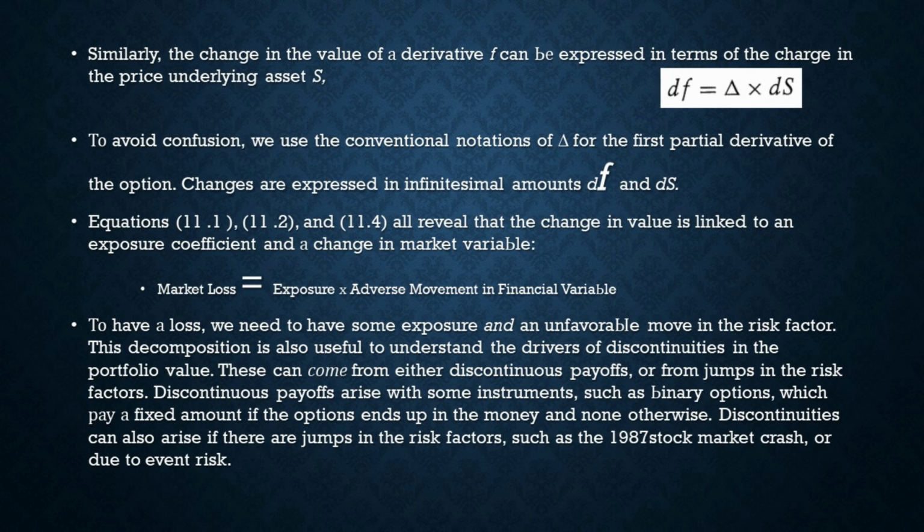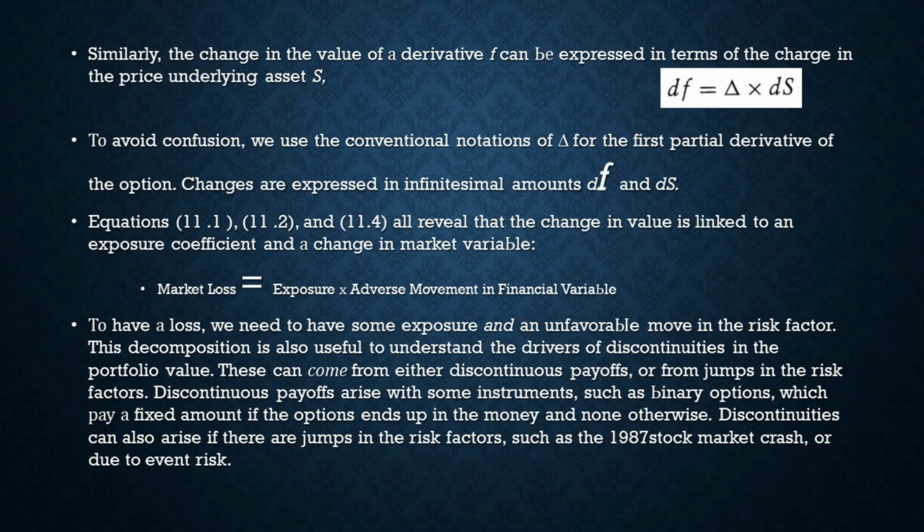To avoid confusion, we use the conventional notation of delta for the first partial derivative of the option. Changes are expressed in infinitesimal amounts of dF and dS. The equations reveal that the change in value is linked to an exposure coefficient and a change in a market variable. In conclusion, we have market loss equals exposure multiplied by adverse movements in a financial variable. To have a loss, we need to have some exposure and an unfavorable move in the risk factor.